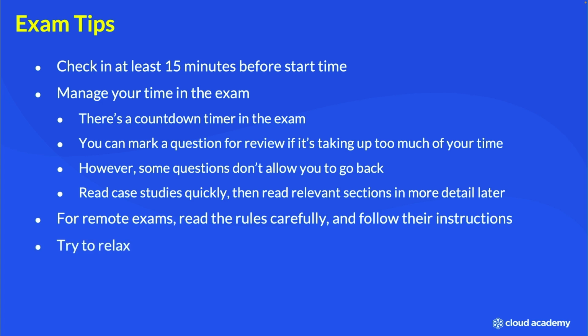Having said all that, do try to relax, because you don't have to get a perfect score. You just need to get a score of 700 out of 1,000, which sounds like 70%, but apparently not necessarily. It can be scaled depending on the exam, but it's probably around 70%. So you don't have to get a perfect score.